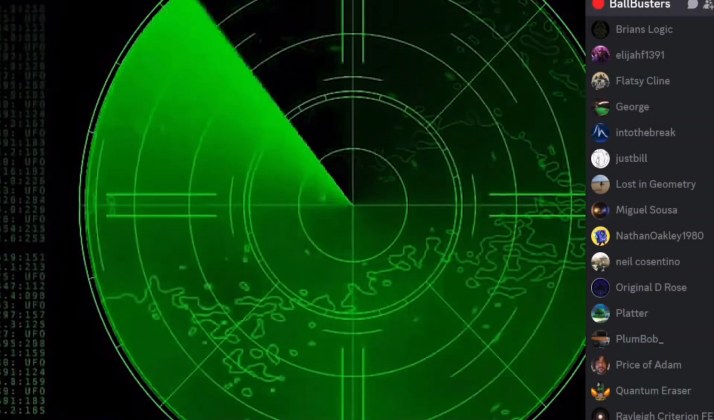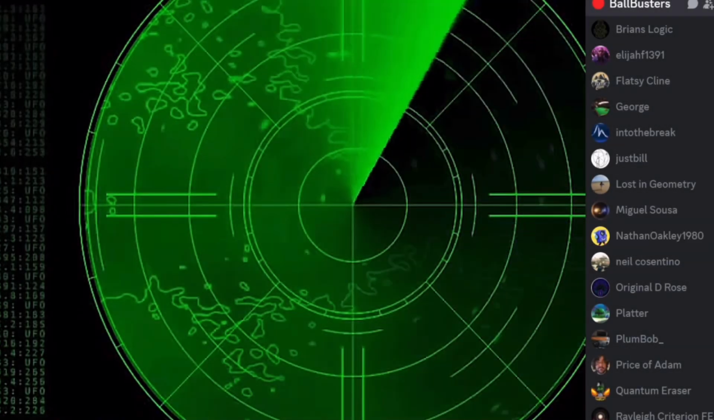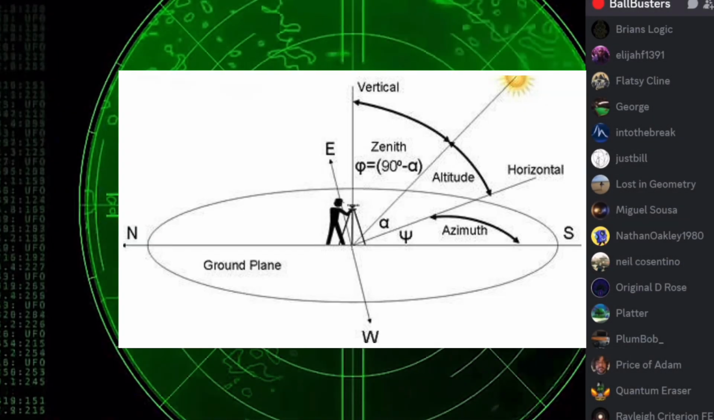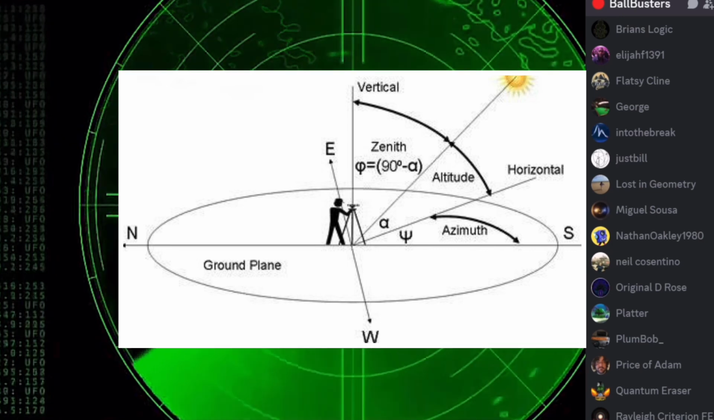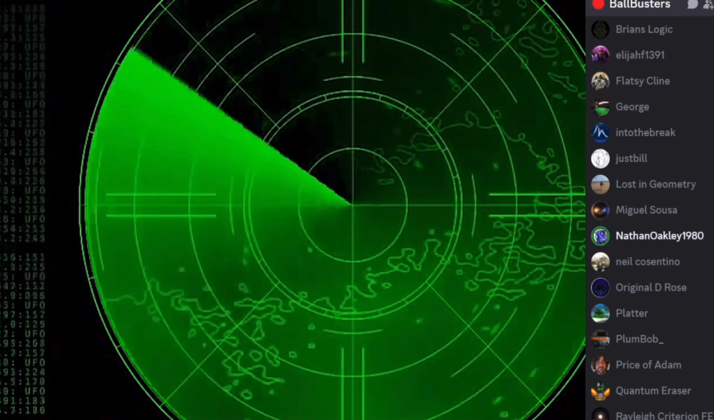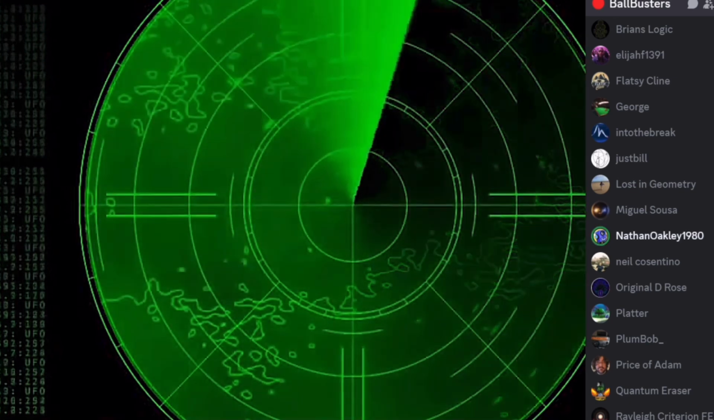So we know the Earth is flat. Yep. Because of the fact that the ground plane we use to measure elevation angles is a flat plane. Yeah, that's right. We measure Earth flat. That's correct.